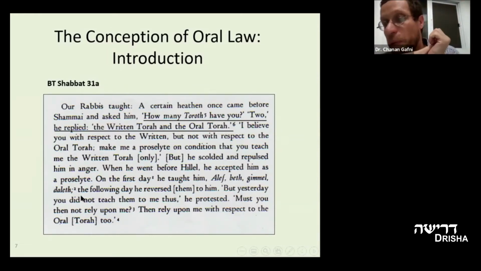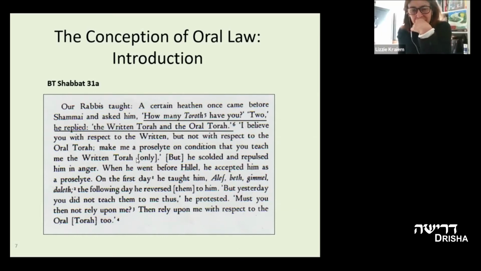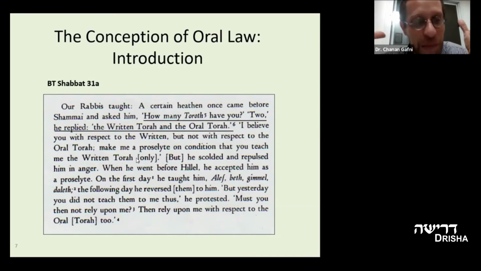what is oral law? When people talk about oral law, Torah shebe'al peh, how would you define oral law? Anybody? Just give me one or two definitions, and then I'll try to. How would you define oral law? What is the oral law? What is Mishnah and Gemara? So you're referring to particular texts, but as an abstract idea, what is oral law?